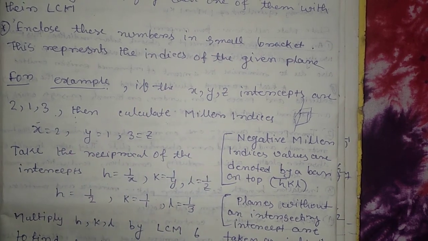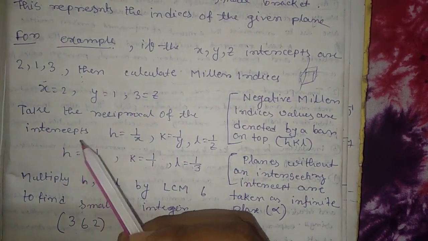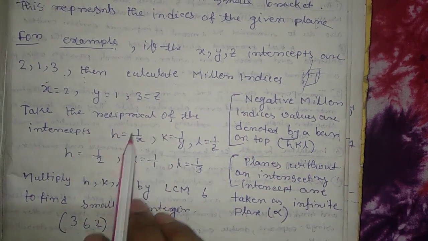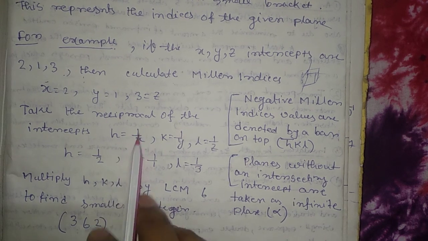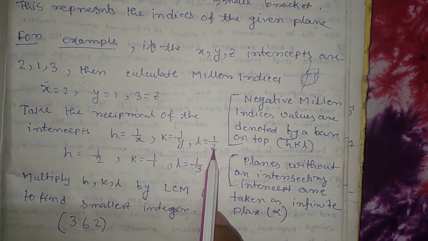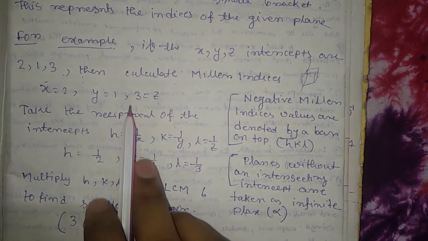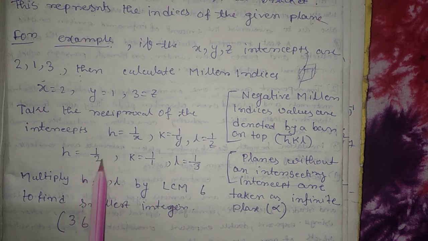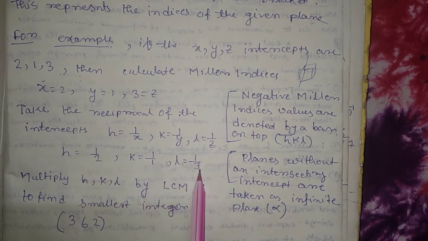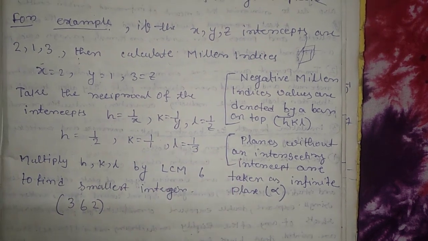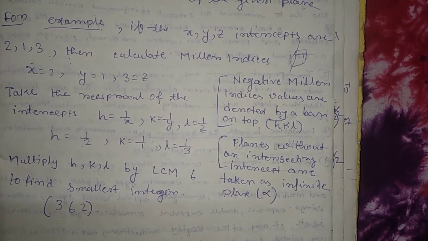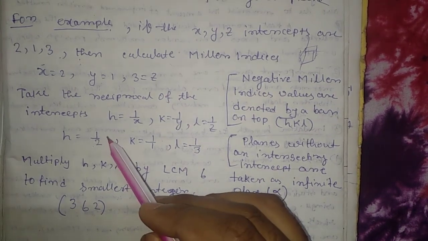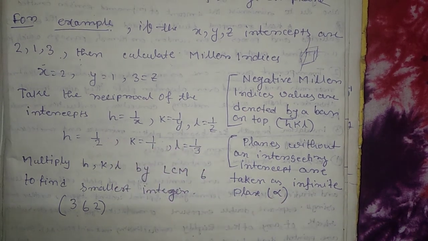Okay, now take the reciprocal. The next step is to take the reciprocal of the intercept points, so 1 by x, 1 by y, and 1 by z, that will be 1/2, 1/1, and 1/3. That is basically the denominator part, the 2, 1 and 3. If you get the LCM of 2, 1 and 3, the LCM will be 6. Now if you multiply these reciprocal numbers with 6, you get the smallest integers.